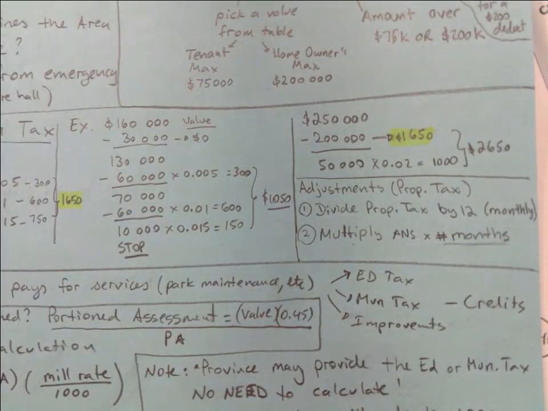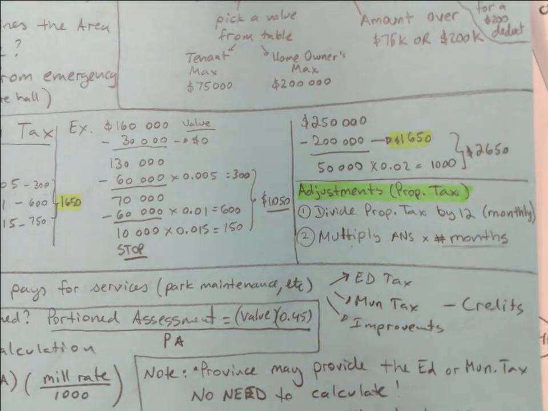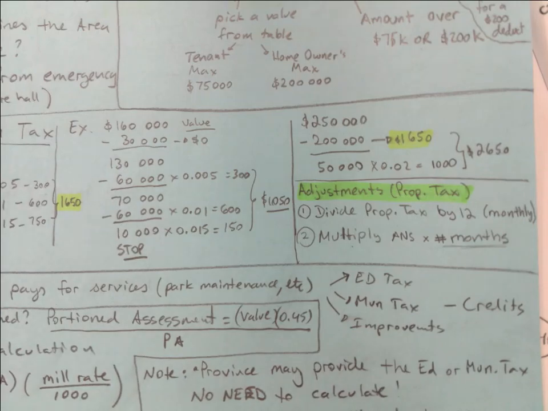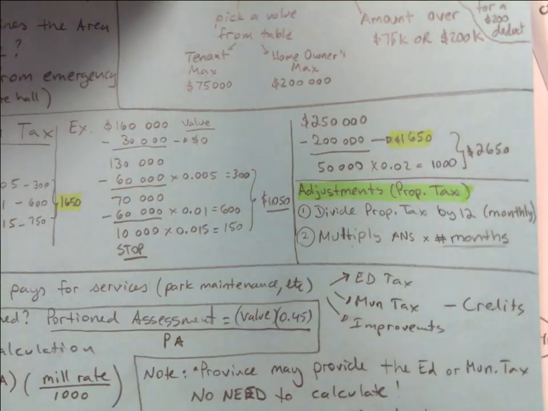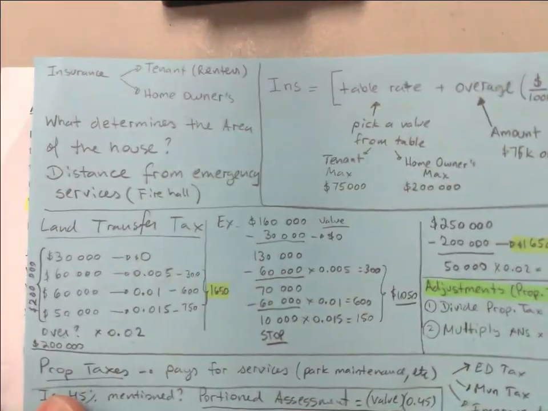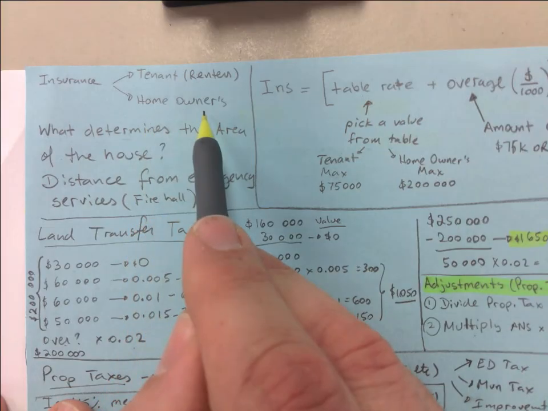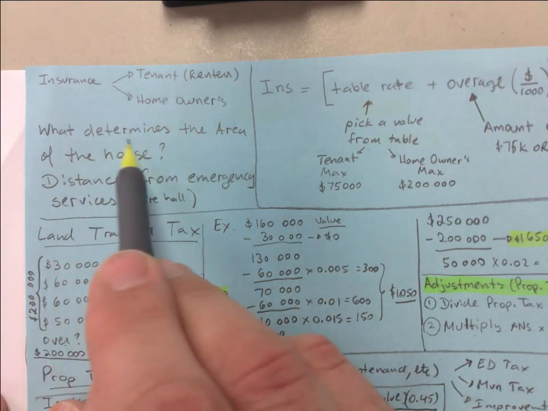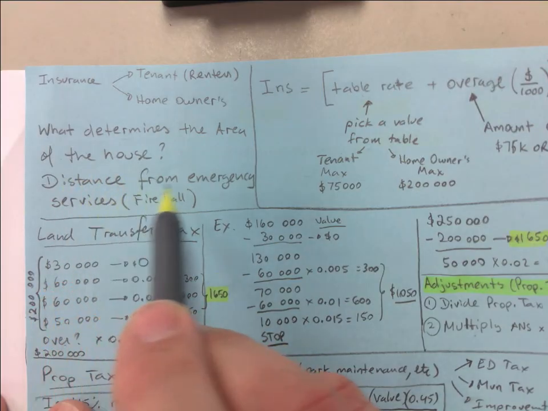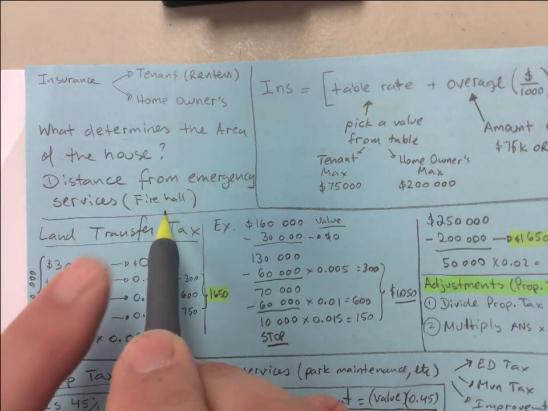So let's zoom out a little bit. I would also highlight this one, right? Because this is a bit of an oddball scenario. Is there anything on insurance on mine? I will check insurance because, oh yeah, right here. Insurance for me is right here. So we've got tenant and homeowners. What determines the area of the house? Distance from emergency services. That's what they use to come up with that.